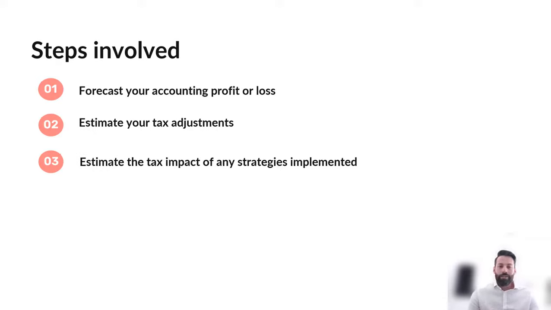The next step is then to estimate the tax impact of the strategies that you plan on implementing. So let's say that might be buying a bit of equipment. You say, well, the tax impact of buying that $100,000 piece of equipment is a deduction of $100,000. So it's important to factor in the tax impact of the strategies.